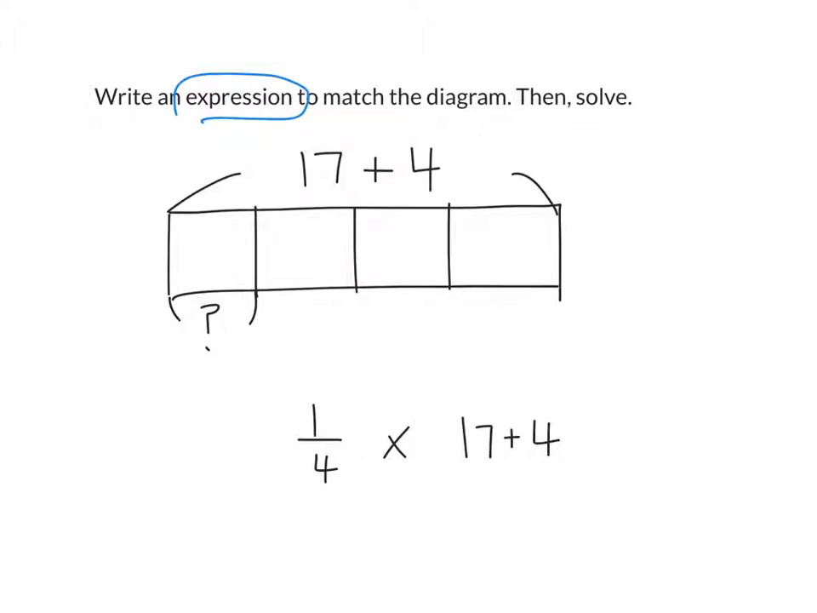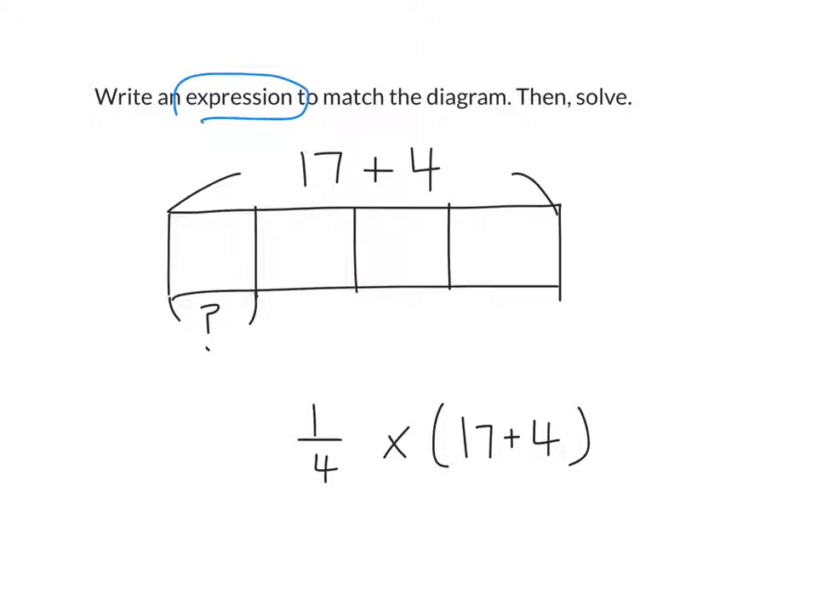I have to add parentheses because I'm trying to find the entire sum. This is one unit, one amount. If I didn't have those parentheses, I would do 1/4 of 17 and then add 4. Is that what it says to do? So here we need these parentheses because we're showing we need to first find the entire sum of 17 plus 4. We have to do that first before we can find 1/4 of it. Does that make sense? So this is the number expression that matches the diagram. Okay? Does that make sense?